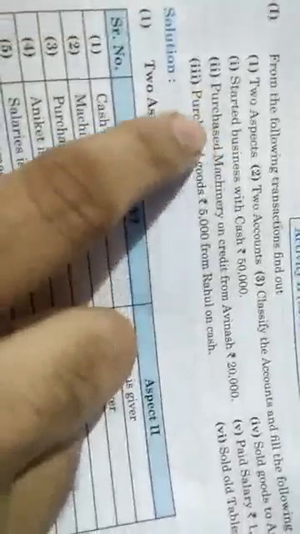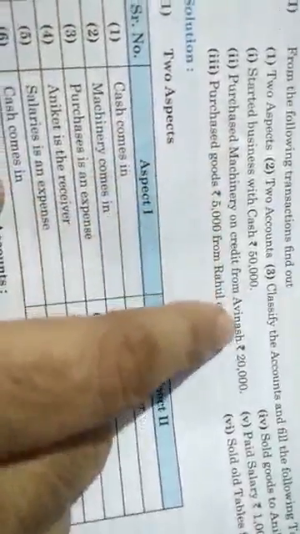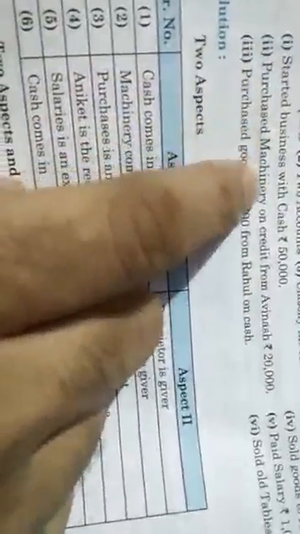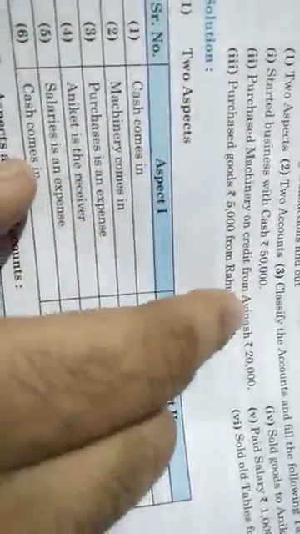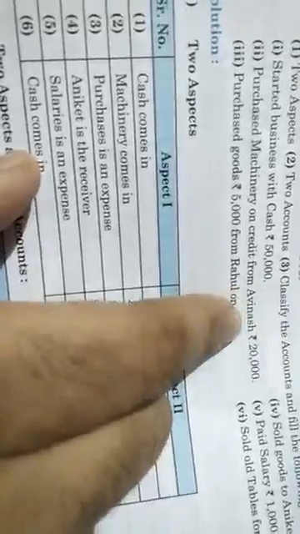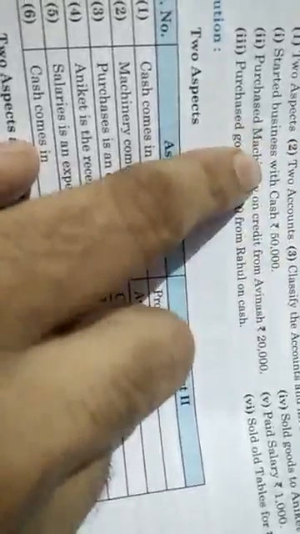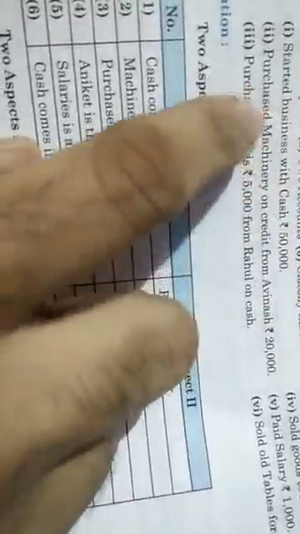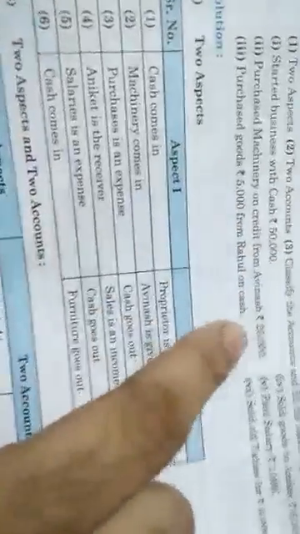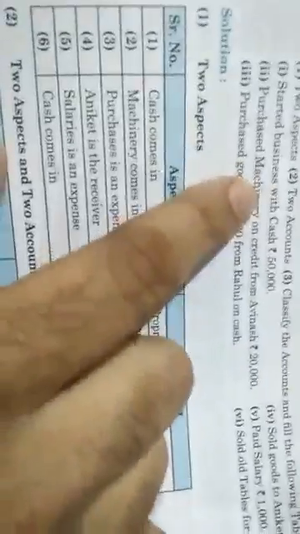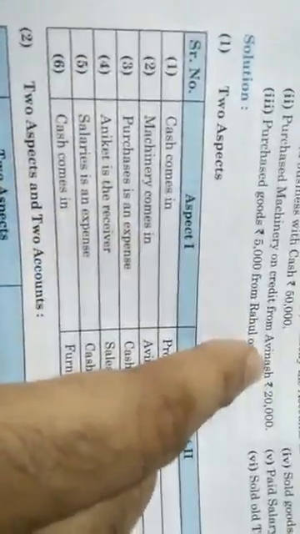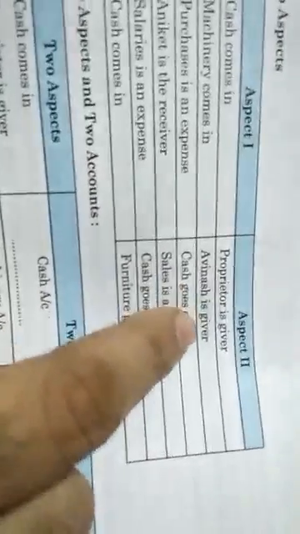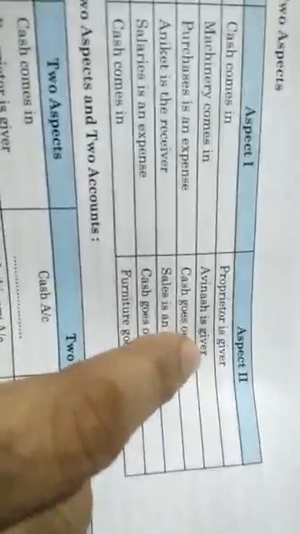Number 2, purchase machinery on credit from Avinash, rupees 20,000. Here we can see one account is the machinery account, as machinery is purchased on credit from Avinash. The Avinash account is a personal account. Machinery is an asset, so it is a real account. Two accounts, so two rules will be there. The machine comes into the business, so machinery comes in is one aspect, and the giver is Avinash. So Avinash is the giver.